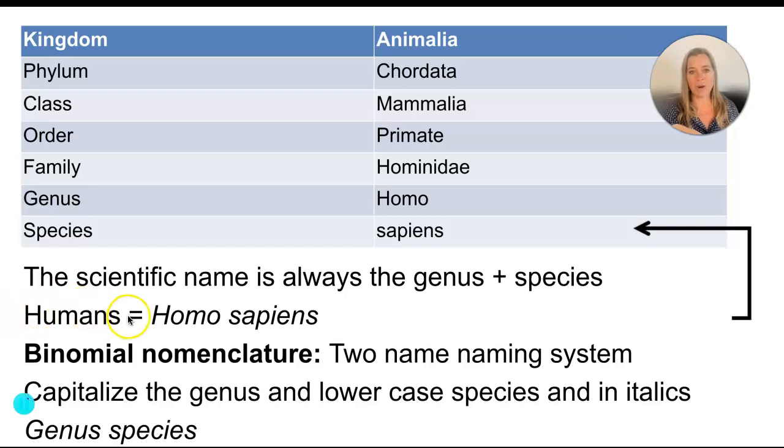So if I was to write that, I would write it in italics. I would use genus and species for my scientific name. The first letter is always capitalized in genus, but it is not capitalized in species. So we call this system binomial nomenclature, which is a 2-name naming system. Don't forget to capitalize the genus and not to capitalize the species, and then you're going to put it in italics.